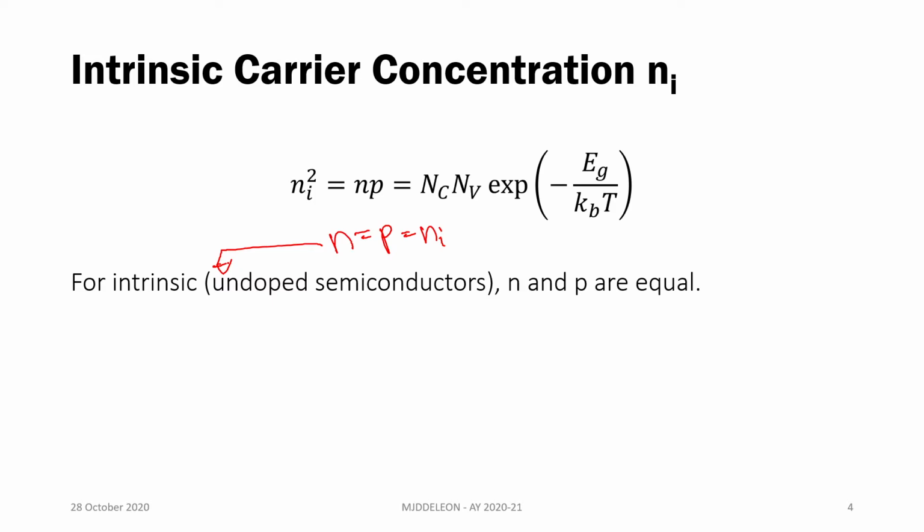And we'll see here that for the mass action law, the intrinsic carrier concentration will then be a function of the effective masses of the electrons and holes, since Nc is a function of the effective mass of the electrons, and Nv is a function of the effective mass of our holes. It will also be a function of the band gap and temperature. So we see here that the doping level has nothing to do with the mass action law.